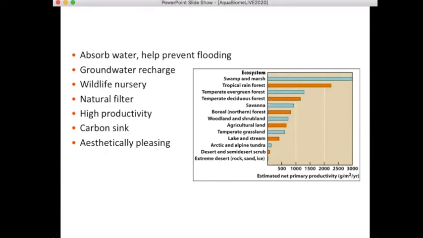It turns out that if you look at all of the terrestrial biomes and you look at swamps and marshes, wetlands, they are the highest primary producer by a ton. Look at that, they even beat tropical rainforest. Okay, so they have incredible levels of converting solar energy through photosynthesis.